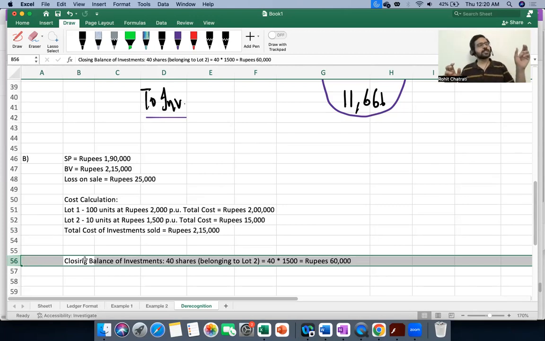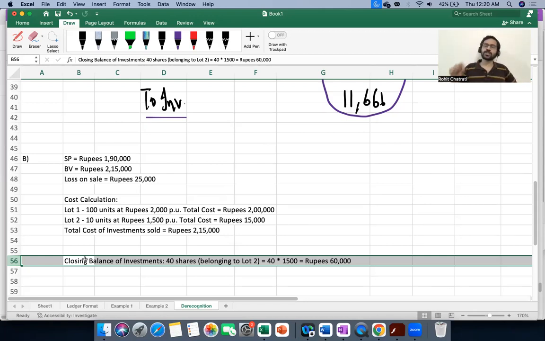I have investments debit. On the debit side, I have 2 lakh 75,000 rupees because that is what I spent. On the credit side, I will have by bank account 1,90,000 because that is the amount of sale proceeds. Then I will have another row, which is by loss on sale of investments equal to 25,000.